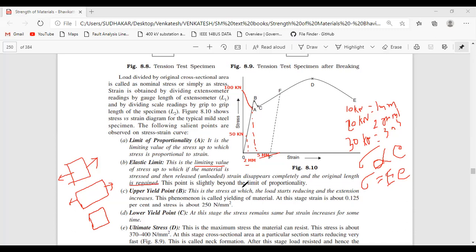This point is slightly beyond the limit of proportionality, not so far from A, almost beyond the point A. This is the elastic limit. And the next, B, the upper yield point. The upper yield point is the stress at which the load starts reducing and the extension increases.